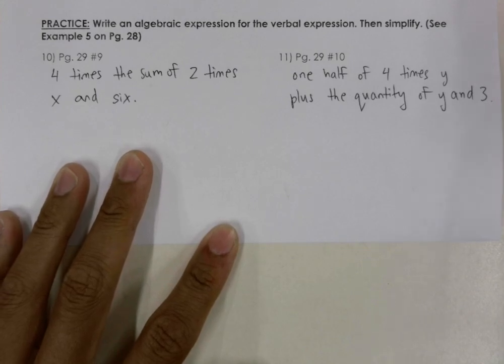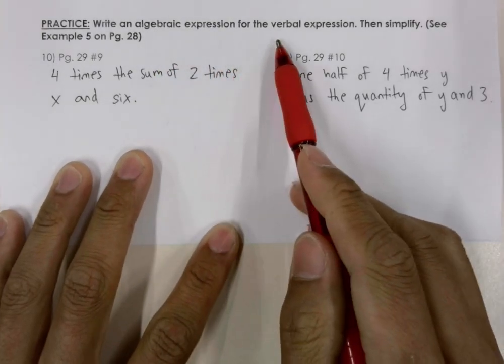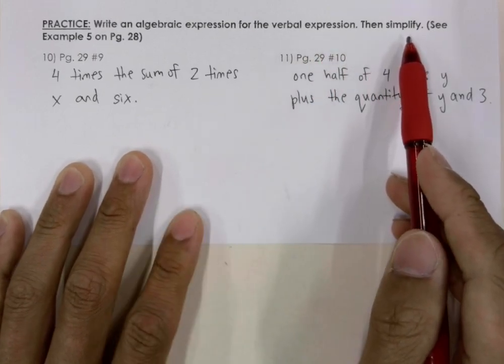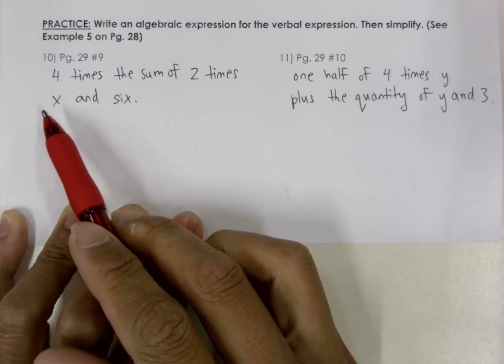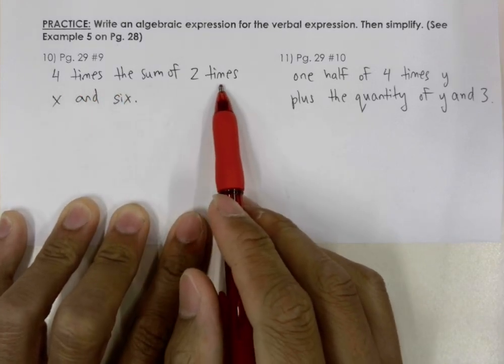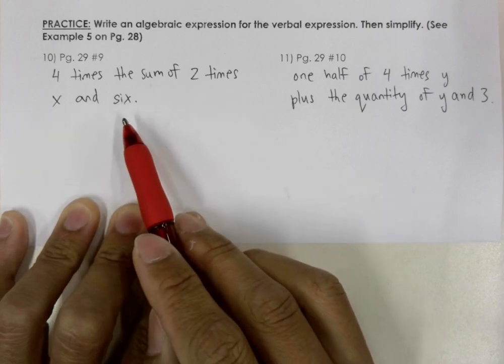Write an algebraic expression for the verbal expression and then simplify. Our verbal expression is 4 times the sum of 2 times x and 6.